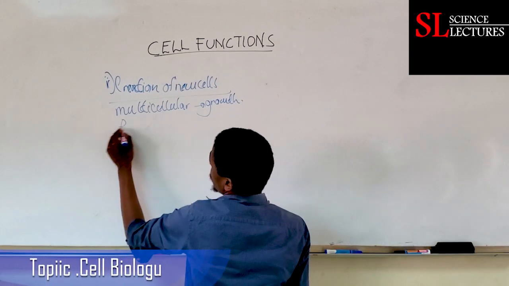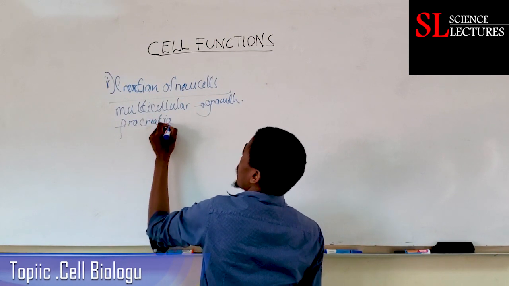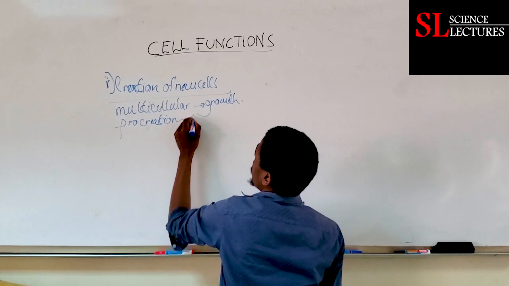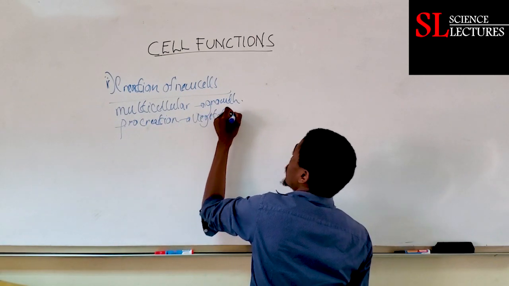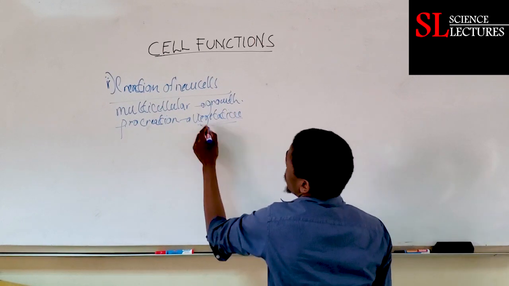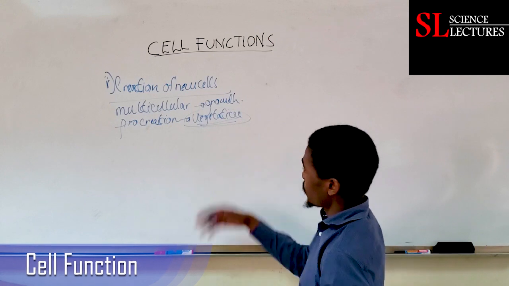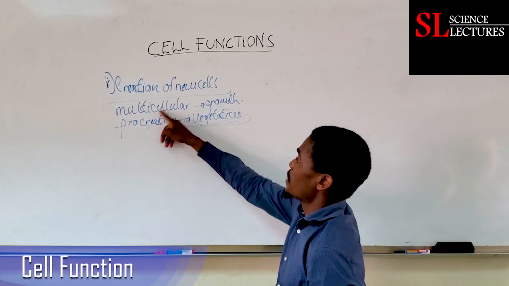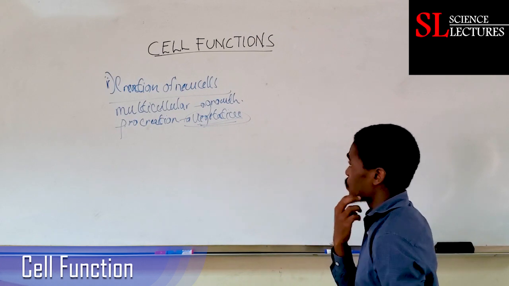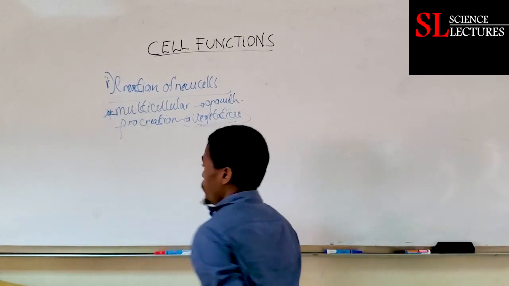However, we can also have procreation happening in vegetative processes in certain plants. Cells are there, then others are created from the pre-existing ones. But in multicellular organisms, that is what we refer to as growth, the increase in the number of cells.